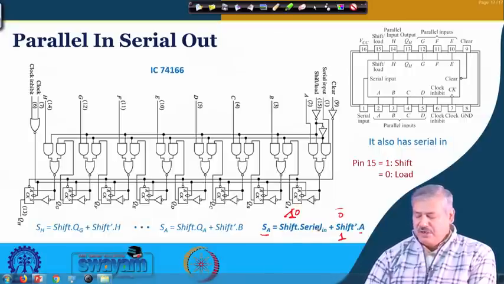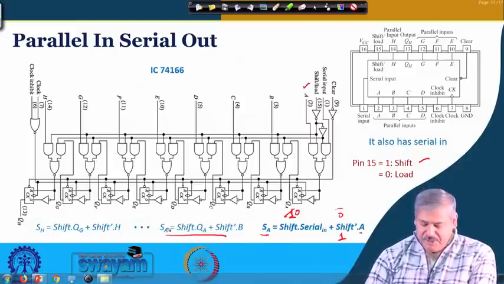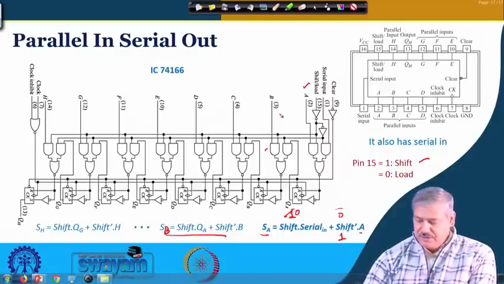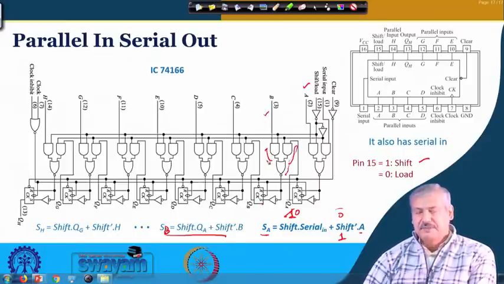So that means with a clock trigger, with shift equal to 1, serial in will come here, and with shift equal to 0, the value A will get loaded. Now, come to flip flop B. This is SB. So what is happening at the input of it? Whenever shift is 1, then QA is coming to the input of SB, and when shift is equal to 0, B is coming to the input of SB.